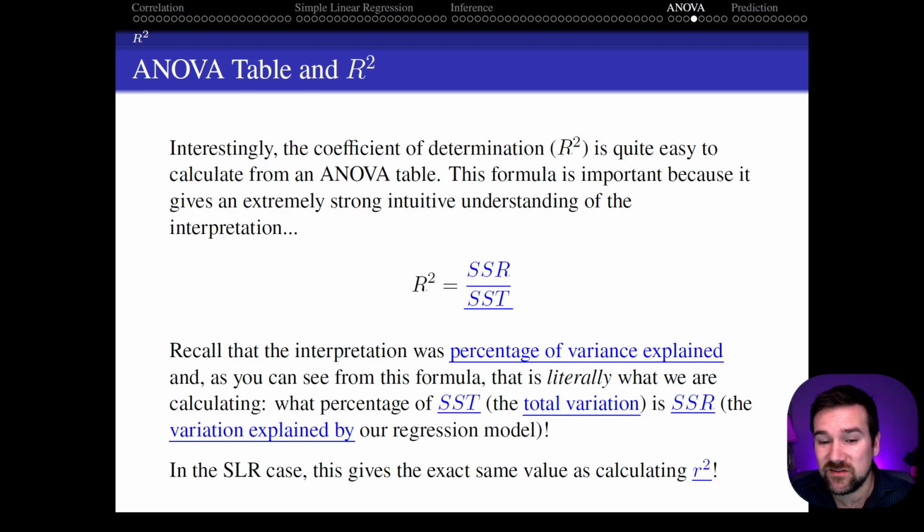Because of that, this form on this slide is going to be what you end up having to use, the sum of squares regression divided by the sum of squares total, or some analog to this. So this is a little bit more general and can fit for both simple linear regression and multiple linear regression.